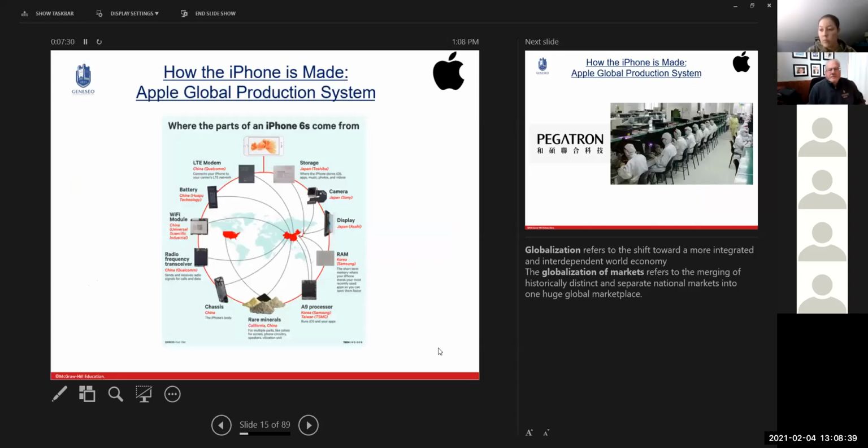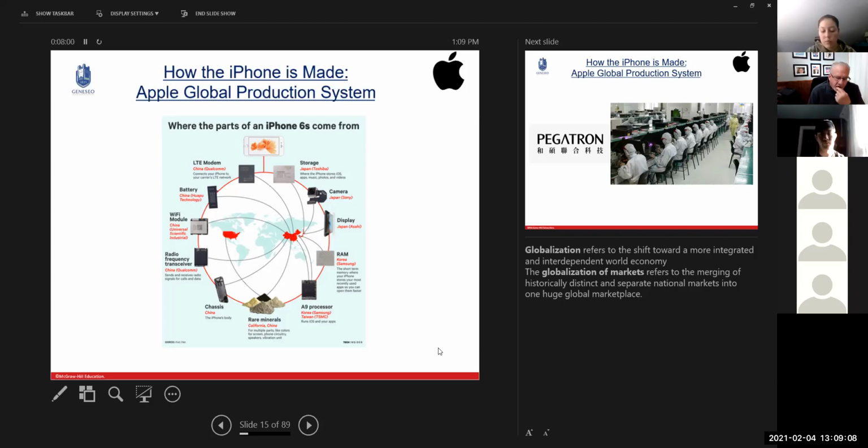You can see from a few graphics and slides that I have here that the components that go into an iPhone are varied. They come from all over the world. The storage devices come from Japan, maybe primarily Toshiba. The camera itself might come from Sony. Displays from Asahi in Japan. The random access memory, certain memory, from Samsung.